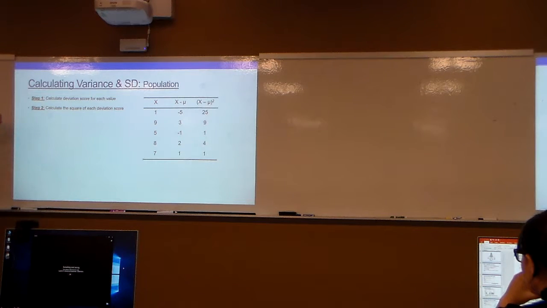Step 2, we're going to take the square of each one of those deviation scores. Anybody have an idea why we might square that deviation score? Yeah?